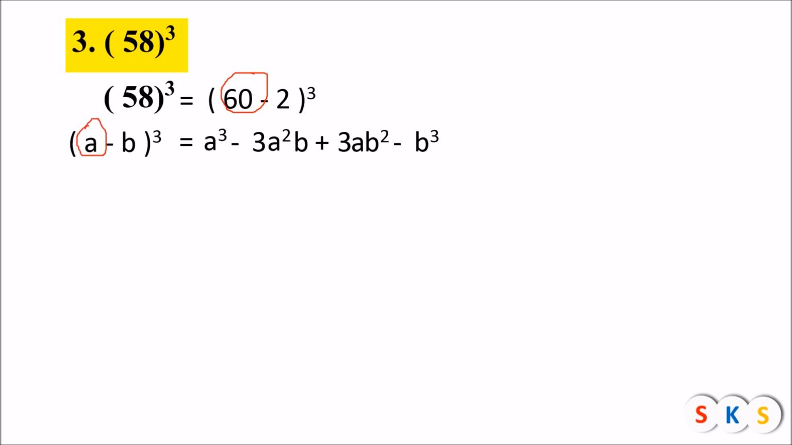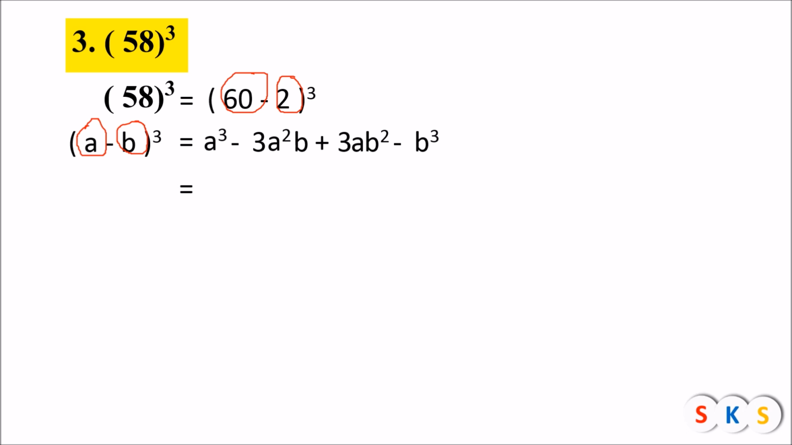So a equals 60. And this 2 we will take as b. So in place of a we will write 60 and in place of b we will write 2. So we will substitute the values of a and b here. Your first term is a raised to 3.